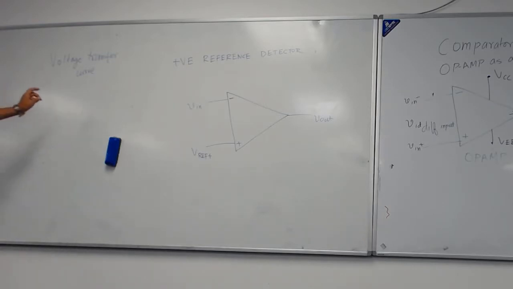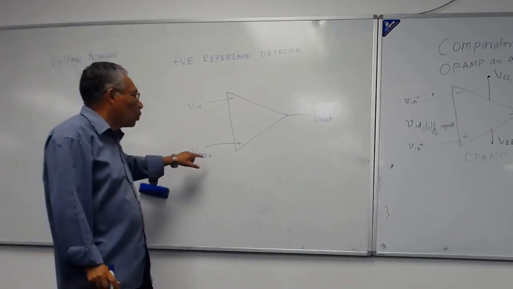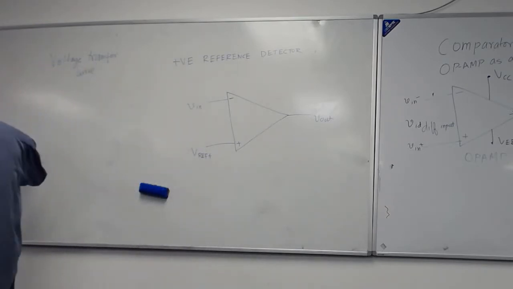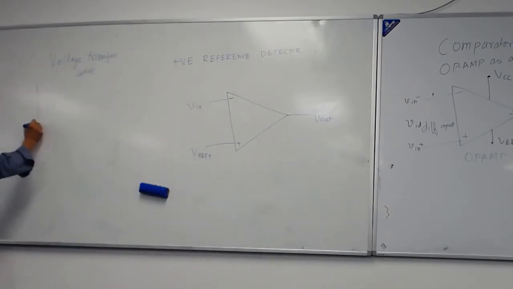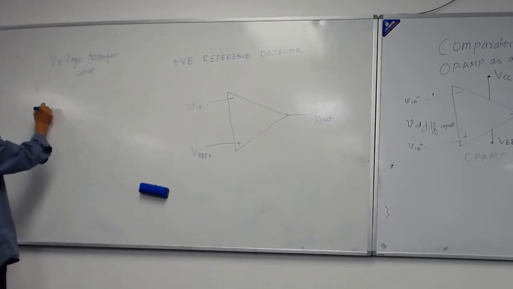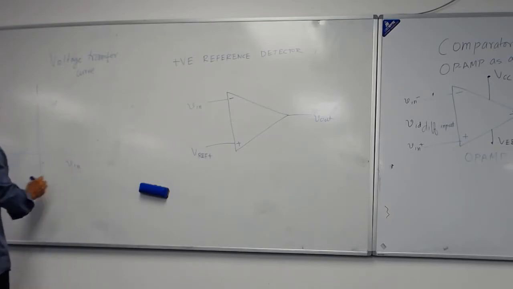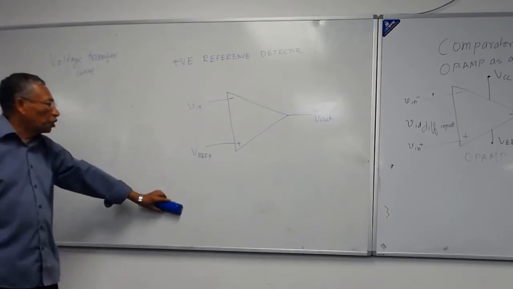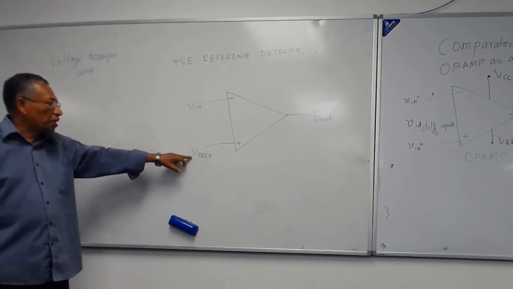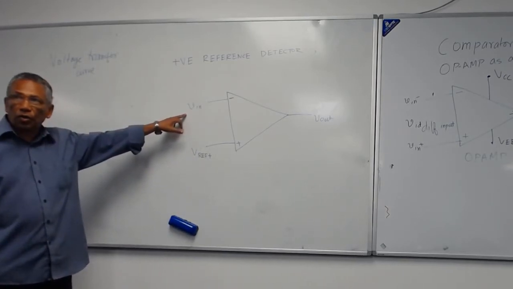So for this one, if we again try to plot, we'll have an input and the output. We'll have V out here, and we'll have V in here. Okay, but there's a reference here, voltage reference. That means this reference you compare the input. So some triggering will happen at that voltage now instead of 0 voltage.